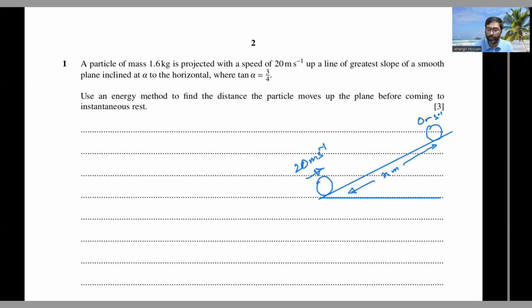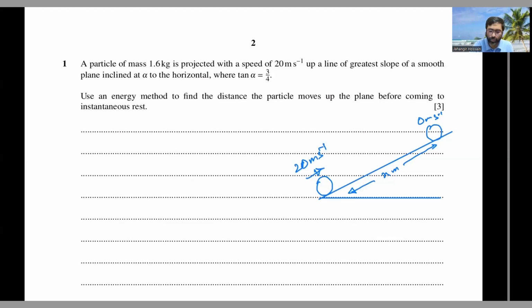The surface is smooth, so there is no work against friction. So it is losing its velocity, coming to rest, so there is a loss in kinetic energy. It is gaining height, so there is a gain in GPE. These are the two things, and there is no external force, so no work done by external force.